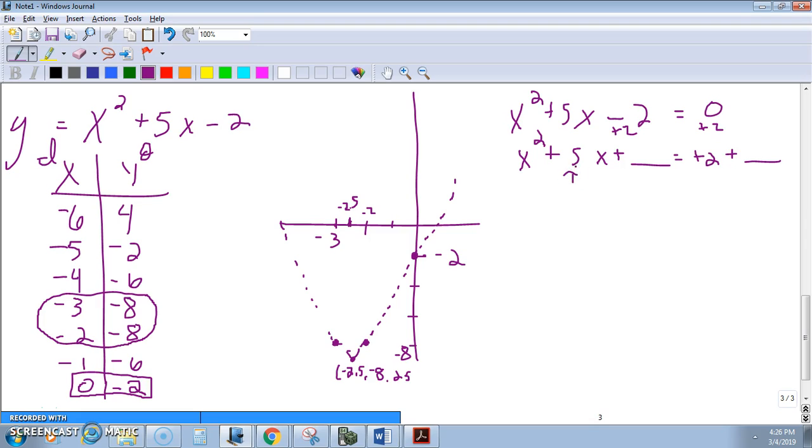Take half of 5, which is 2.5. Square it, which is 6.25. See how I did that in my head? So 2.5 times 2.5 is 6.25. And you need to add that to both sides.